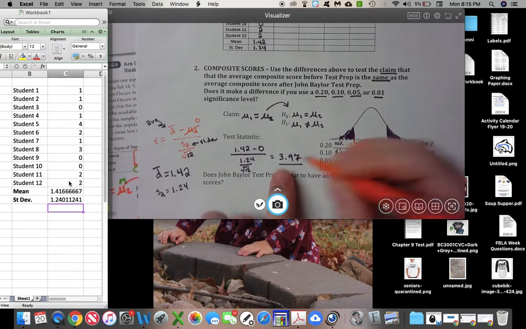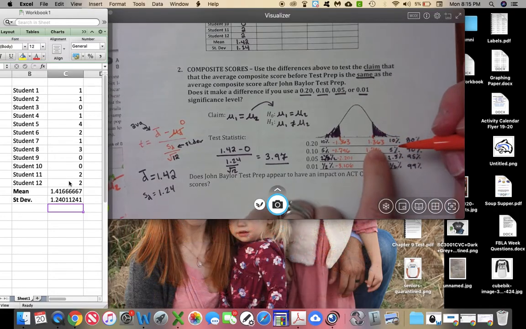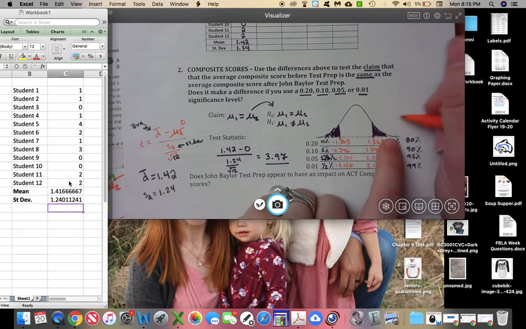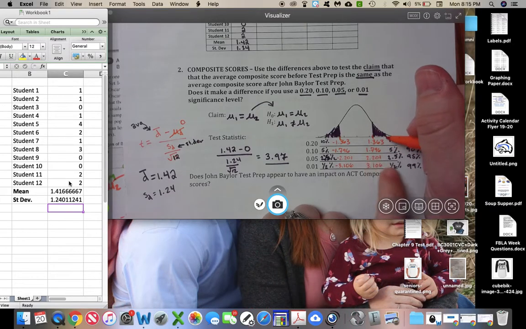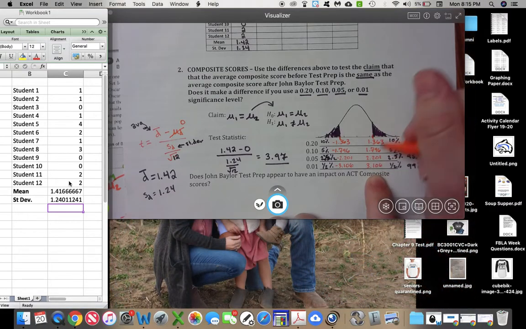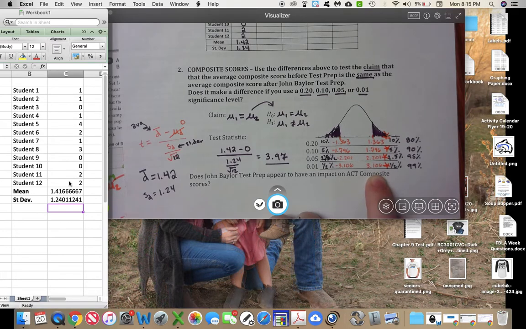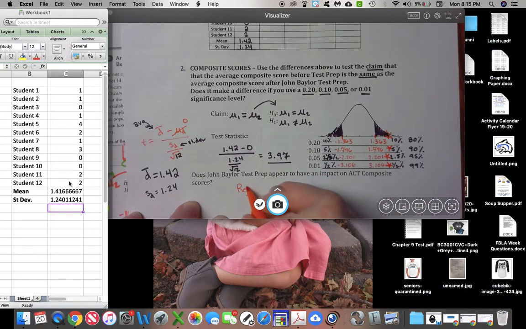So 3.97 is living on the right-hand side over here. If I look at all of these numbers, it's going to live in the black area for every single one of those numbers, regardless of which one I have here, because 3.97 is on that right side, which means that I'm going to reject.